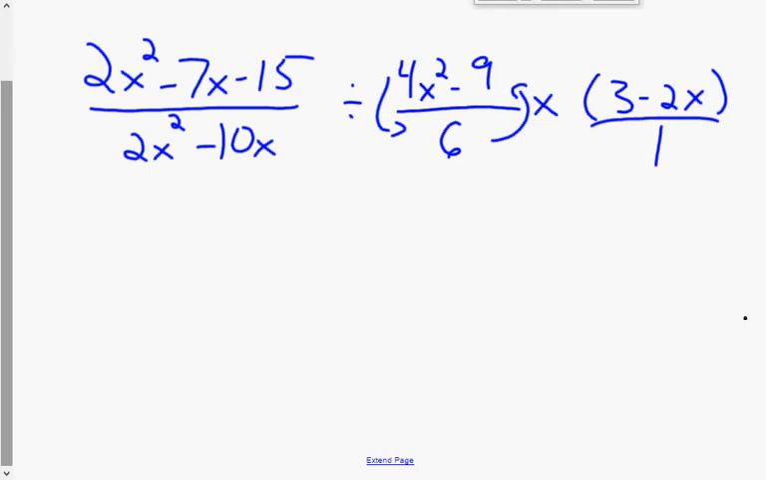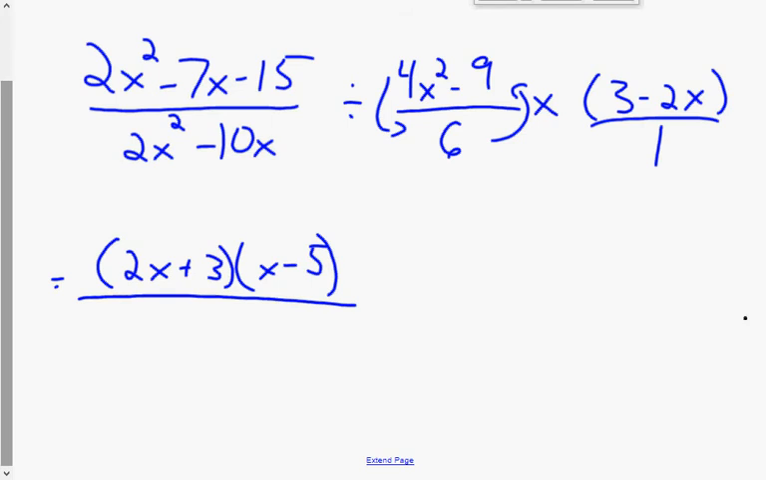So what I'm going to do is factor everything first. Okay, so I'm going to start with this one here. 2x, x. Factors of 15 are 3 and 5. Yeah, I can make that work. Kind of breaking one of my rules here. That'll factor like that.